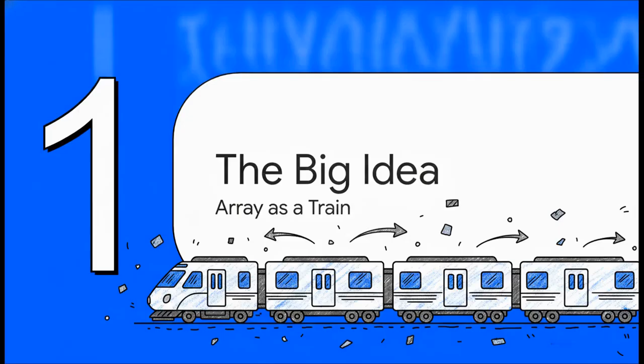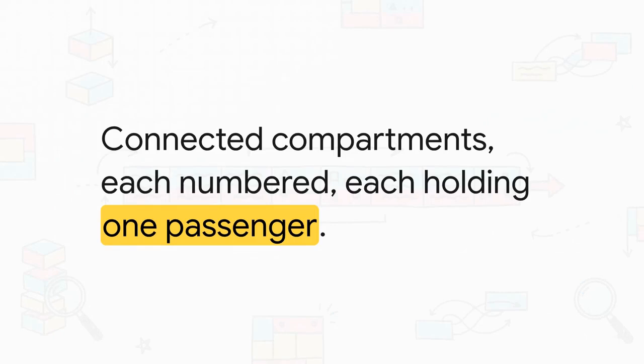Section 1. The big idea here, think of an array as a train. This analogy perfectly illustrates the core structure of an array. Picture these perfectly connected compartments. Each compartment holds exactly one passenger. Let's just call them passengers A, B, C, D, E, and F. They're all joined together in one continuous line, and most importantly, every single compartment has a specific number label right on the outside. But you really need to notice how those numbers are assigned.